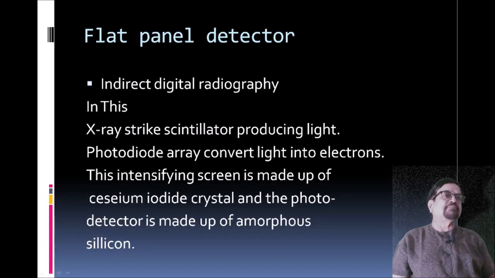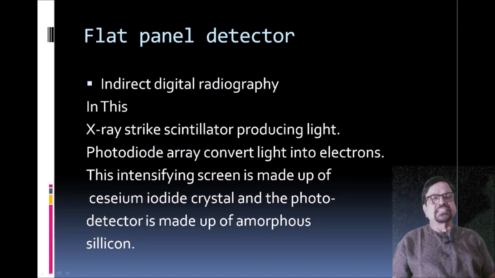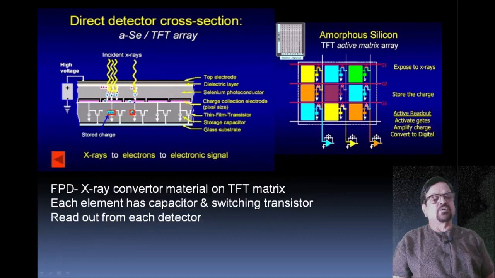Now what is a flat panel detector? It is used in indirect digital radiography. In this, the X-ray strikes the scintillator producing light. Now it is a subdivision of DR, that is the flat panel detectors. The photodiode array converts light into electrons. This intensifying screen is made up of cesium iodide crystals and the photodetector is made up of amorphous silicon. These are the main constituents.